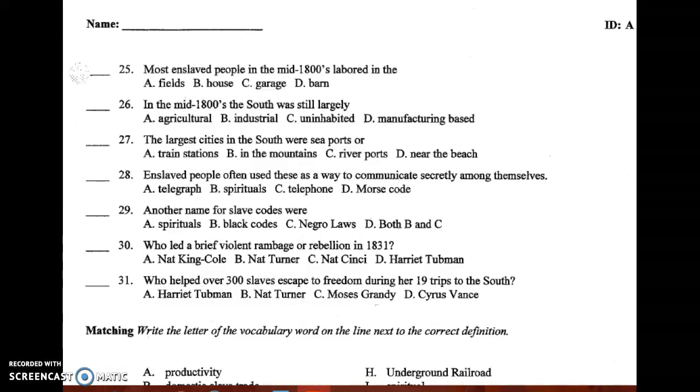27. The largest cities in the South were seaports or A. train stations, B. in the mountains, C. river ports, or D. near the beach. Enslaved people often used these as ways to communicate secretly among themselves. Did they use A. the telegraph, B. spirituals, C. the telephone, or D. Morse code?